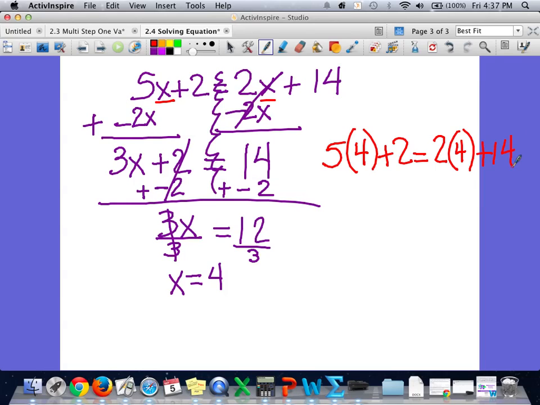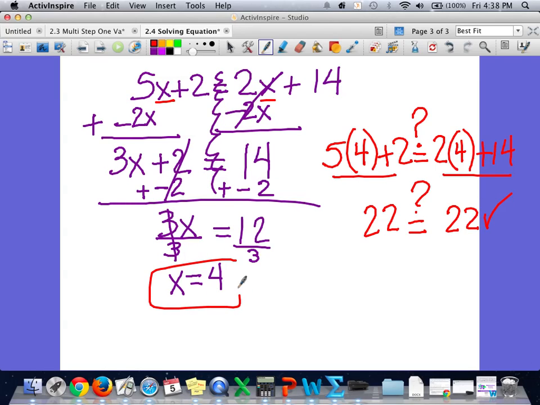Alright, so I want to know if this side is equal to this side. That is what I want to know. If these are equal, then I've done it right. 5 times 4 is 20. 20 plus 2 is 22. Is that equal? 2 times 4 is 8. 8 plus 14 is 22. Yes, I did it right. So the answer is 4.